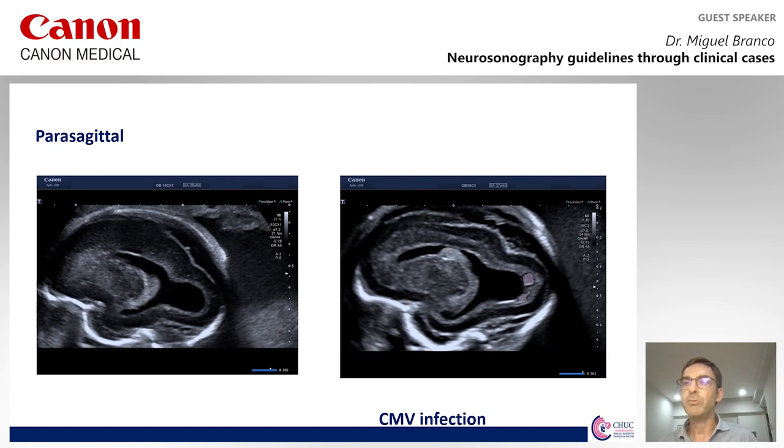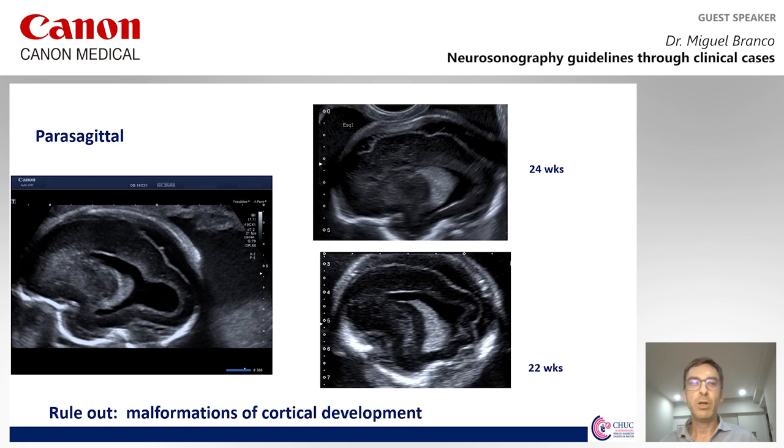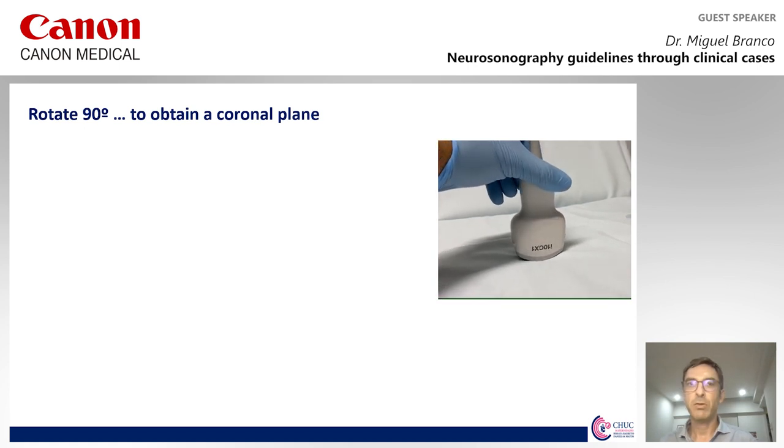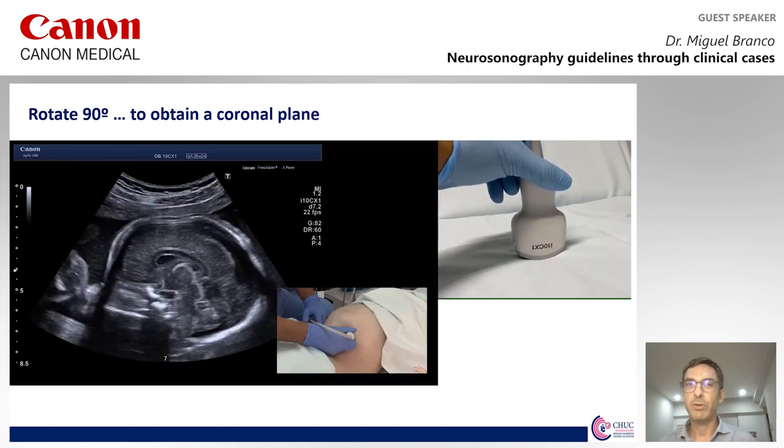suggestive of CMV infection. We should also look at the contour of the cortex. Here we have a very abnormal contour that is a sign of malformation of cortical development. We can have a second parasagittal plane through the insula, which allows us to evaluate the insula and the convexity of the brain.